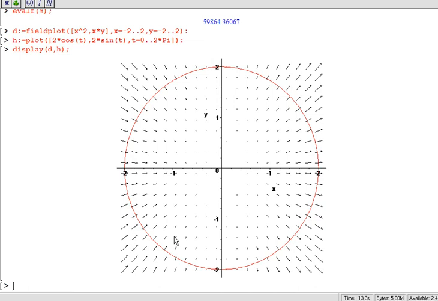So your f dotted with t is 0. So your integral here is going to be 0.